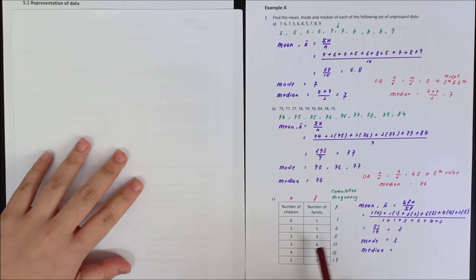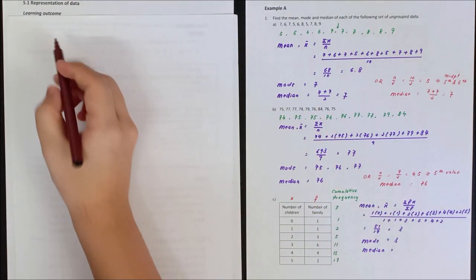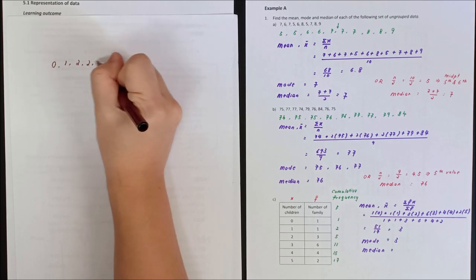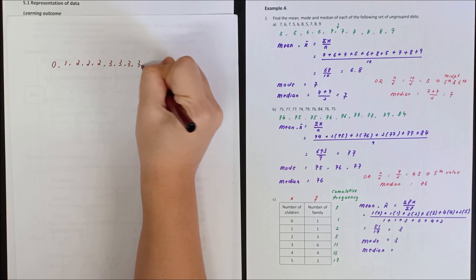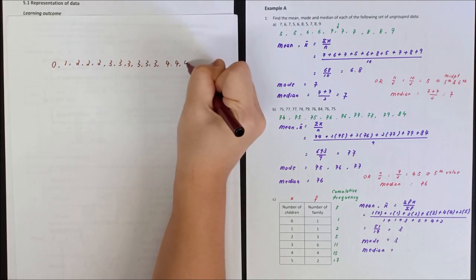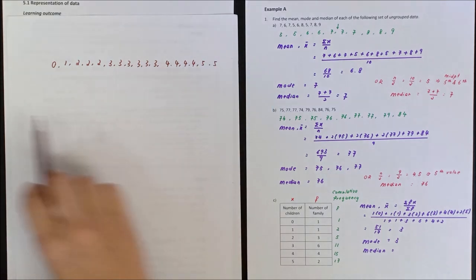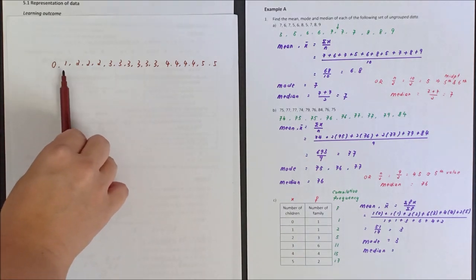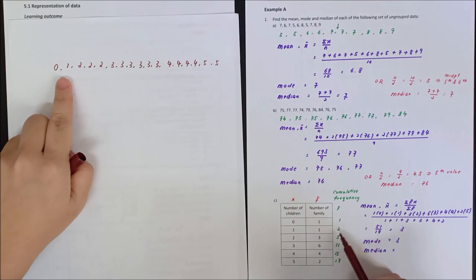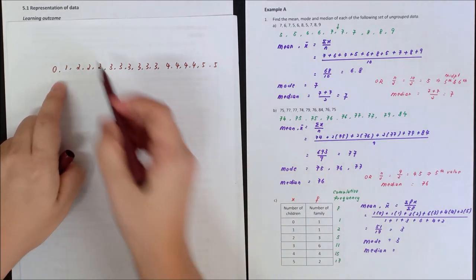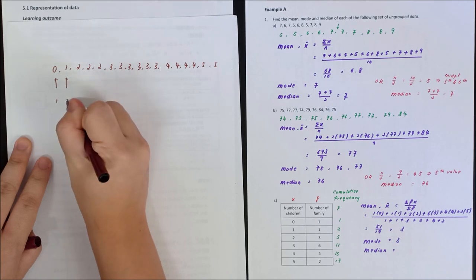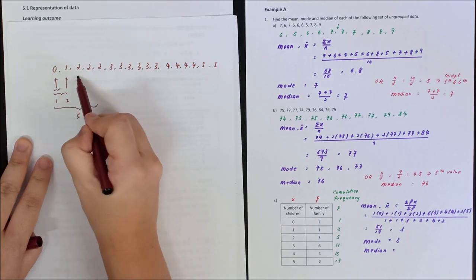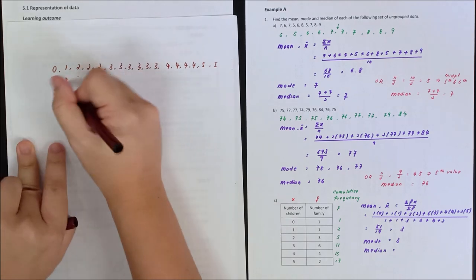If I write everything in this way, I have 0, 1, then 2, 2, 2, 3, 3, 3, 3, 3, 3, 4, 4, 4, 4, and then 5, 5. So this is my 17th number. Cumulative frequency means that for the first number, it is 1, then going to the second number, I get 2. So what does 5 mean? It means from here to here it's 5, so the third number, the fourth number, the fifth number.